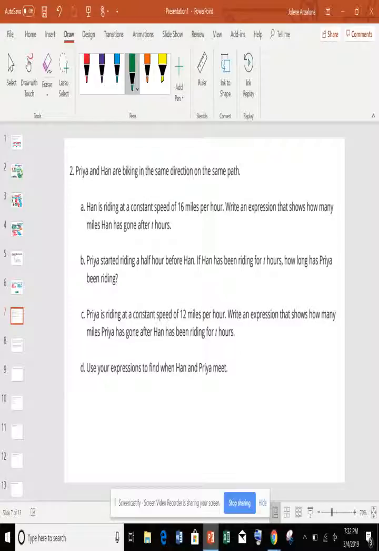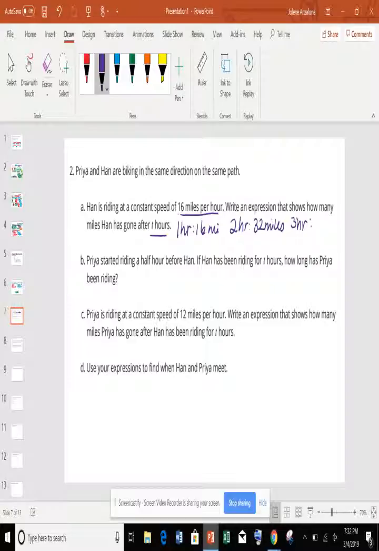Number 2, Priya and Han are biking in the same direction on the same path. Han is riding at a constant speed of 16 miles per hour. Write an expression that shows how many miles Han has gone after T hours. So it's 16 miles per hour that he's riding. So 16 miles in 1 hour, 32 miles in 2 hours, right? So 1 hour would be 16 miles, 2 hours would be 32 miles.